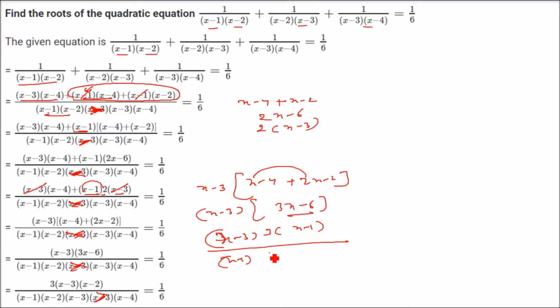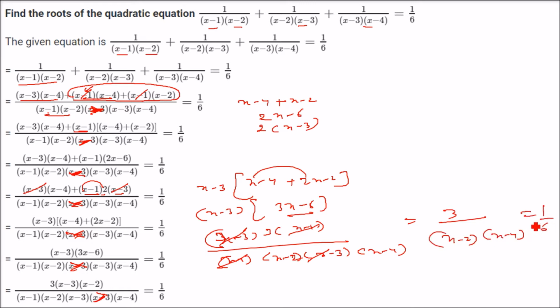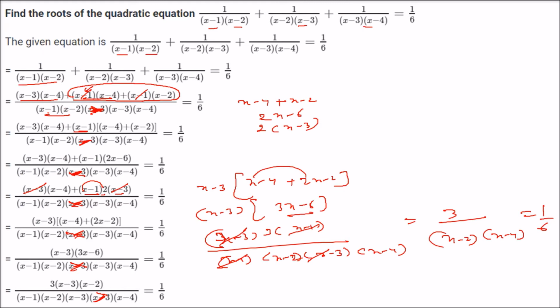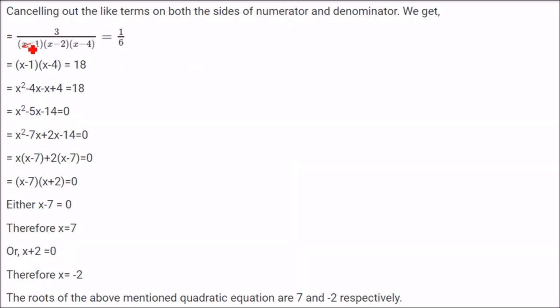And what is in the denominator? X minus 1, x minus 2, x minus 3 and x minus 4. So x minus 3 cancels, x minus 1 cancels. Only the thing that will remain is 3 by x minus 2 and x minus 4. And this will be equal to 1 by 6. So what do we get? 3 by x minus 2 and x minus 4.